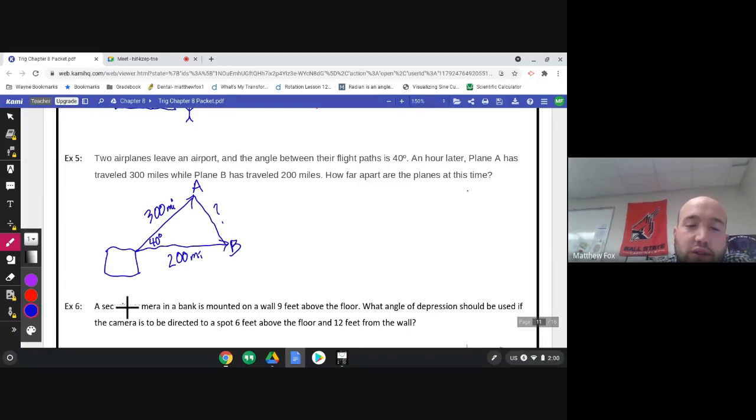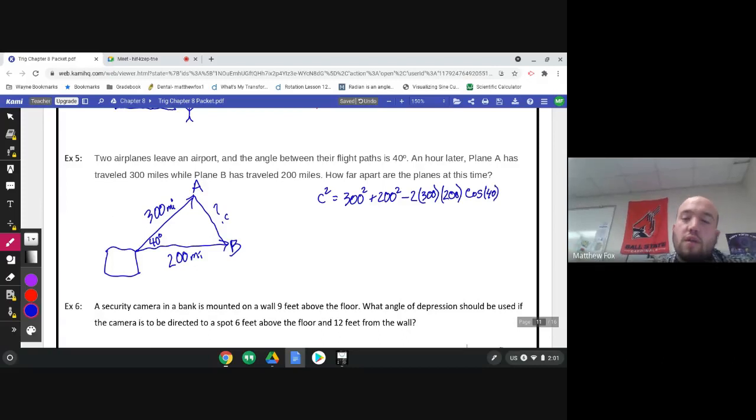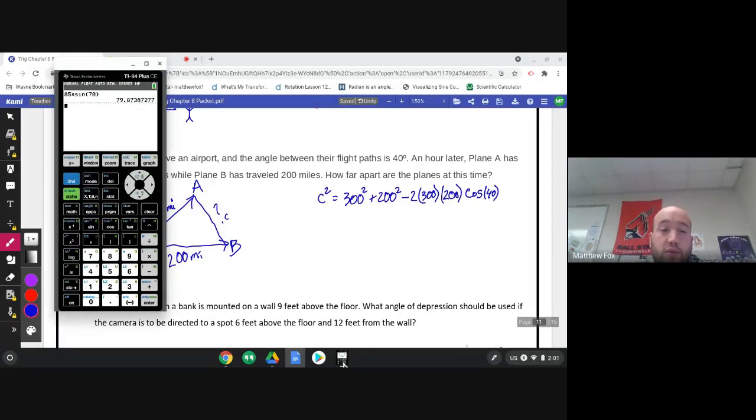So if we think about this missing side as side C, C squared equals, now it equals the other two squared. So 300 squared plus 200 squared minus, and then it's 2 times 300 times 200. You multiply those two together, and then it's times whatever this cosine of our angle that we do have is. So cosine of 40. Okay, once again, make sure you're in degree mode, but we still are. Now, this would tell us what C squared is. So instead, I'm going to take the square root of this whole thing, because then I'll get what C is.